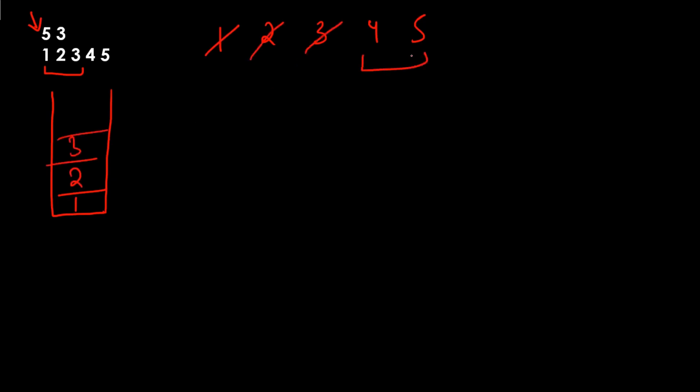So now what are the elements in our queue? 4 as well as 5. 4, 5 we do have. And these are the elements present in our stack. Now what we are going to do is, we are going to remove, or I should say pop out, these elements from the stack, and we are going to add them to our queue.